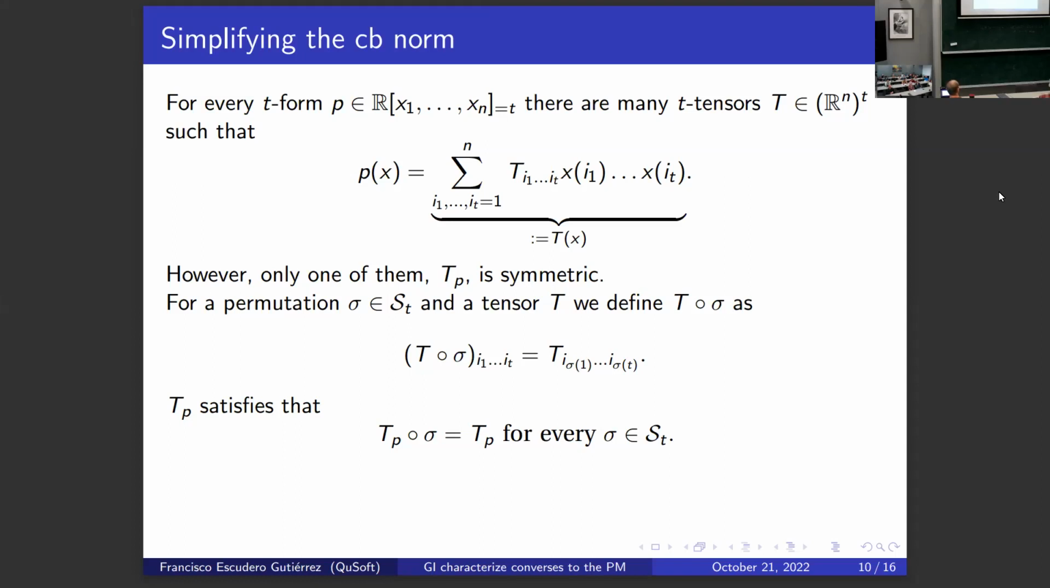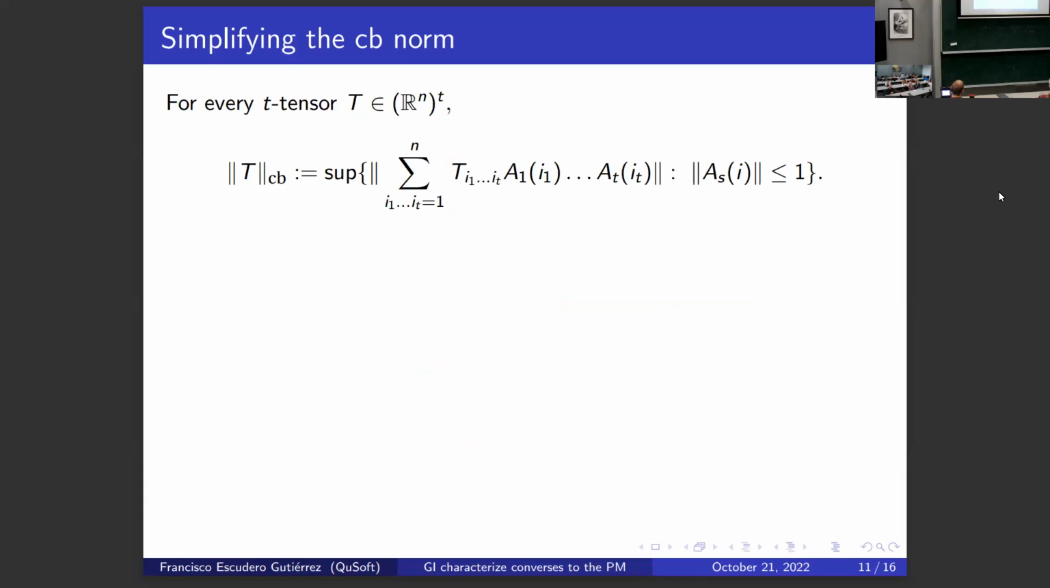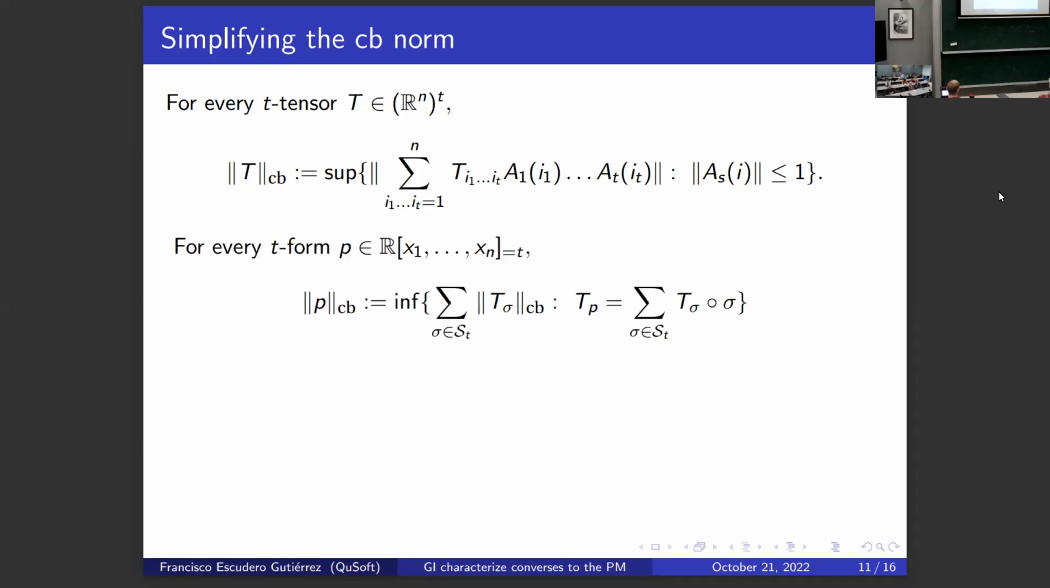Okay, so remember that for a T-form P, there are many tensors associated to P, but only one is symmetric. Now we are ready to define the completely bounded norm of tensors and of polynomials, of T-forms. Given a tensor, the completely bounded norm is defined as I stated in the introduction. You take the tensor, define a T-multilinear form, and fit that multilinear form with matrices that are contractions, then you take the operator norm of the resulting matrix, and then you take the supremum. This matrix can be of any dimension. I didn't write it just to save a bit of notation, and I already wrote that in the introduction. So this is the completely bounded norm of a tensor. It's not super difficult to understand, but for the completely bounded norm of a polynomial, it's a bit more complicated.